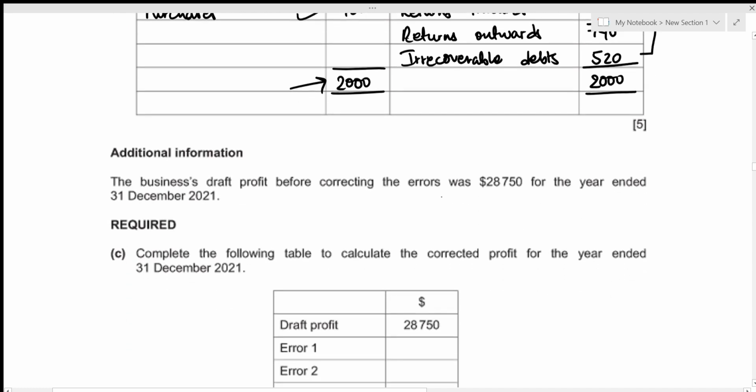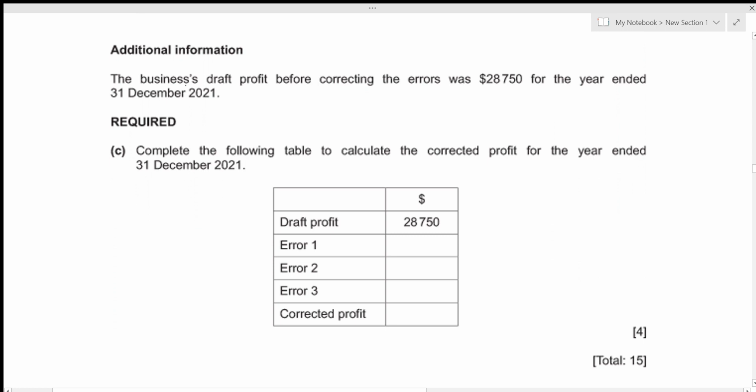We are given additional information. The business's draft profit before correcting the errors was 28,750 for the year ended 31st December 2021. And now we need to complete the following table to calculate the corrected profit for the year ended 31st December 2021. Okay, we need to adjust our first error. So let's have a look above.